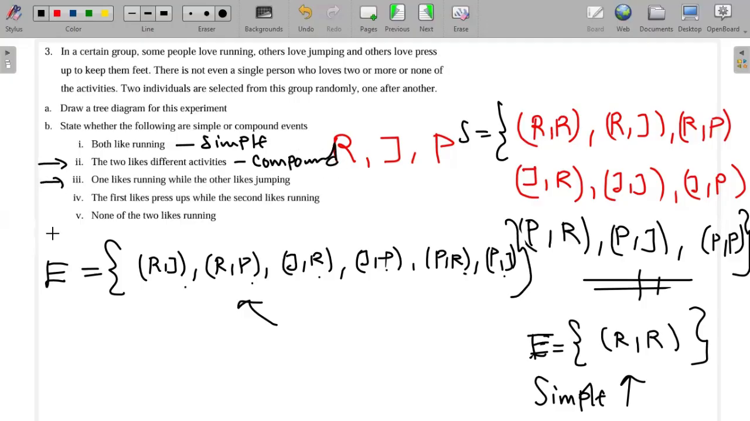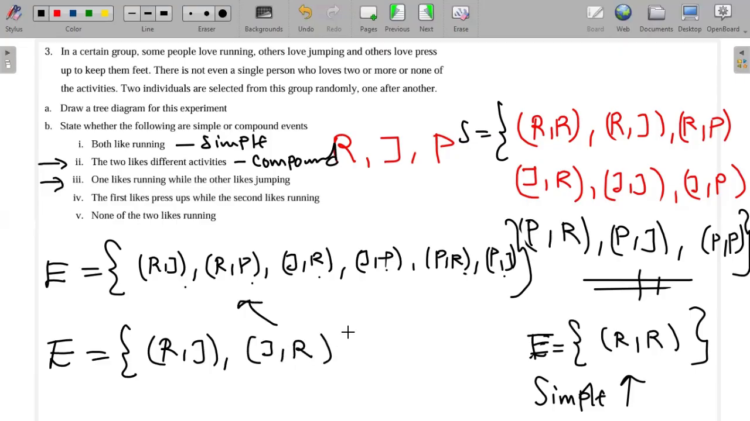What about part 3? They're saying one likes running, the other likes jumping. So here they've not given us any order. They've just said one likes running and one likes jumping. So it means I can start with the one that likes running, and then I can also start with the one that likes the jumping, then the running. So how many outcomes are here? There are 2 outcomes here, okay? So we're going to say that this event is compound as well. It's not a simple event.